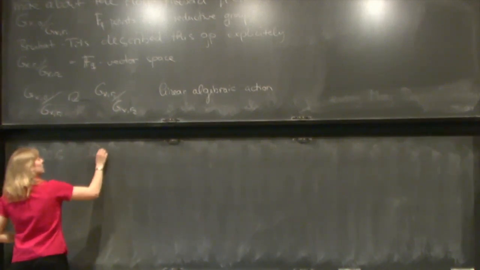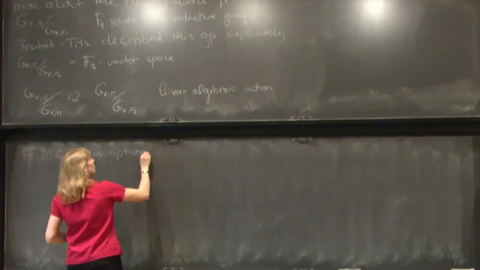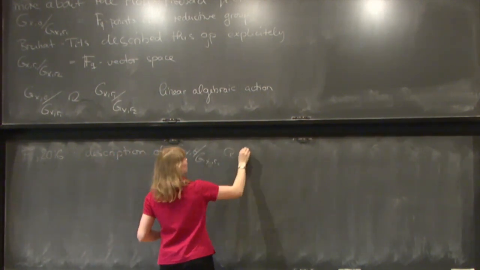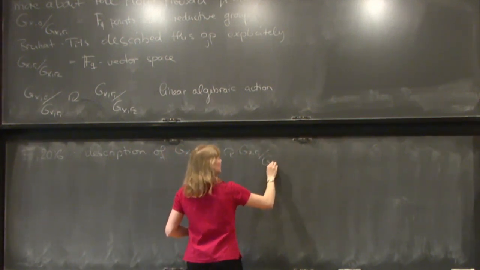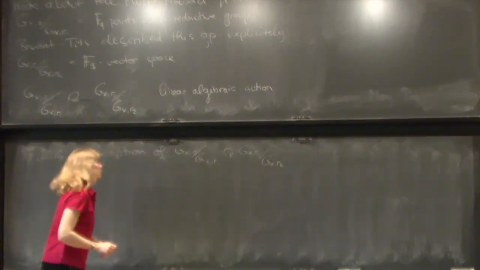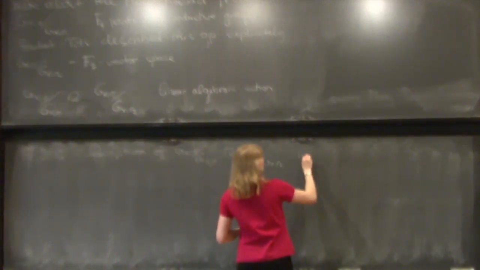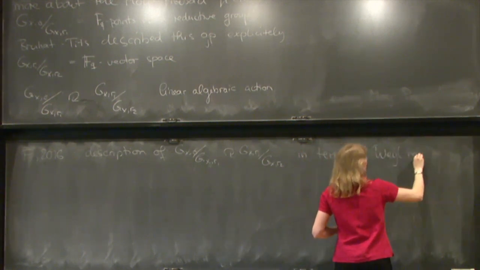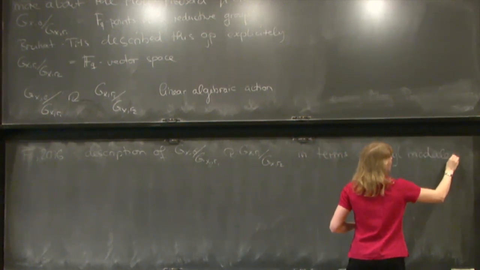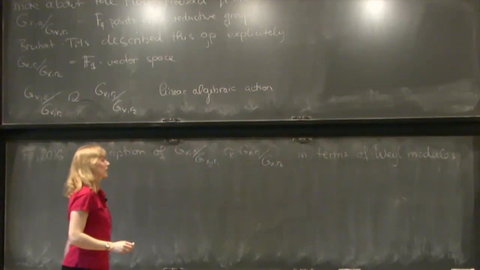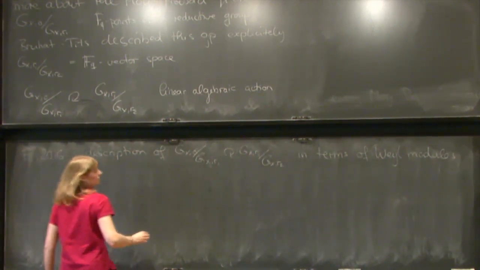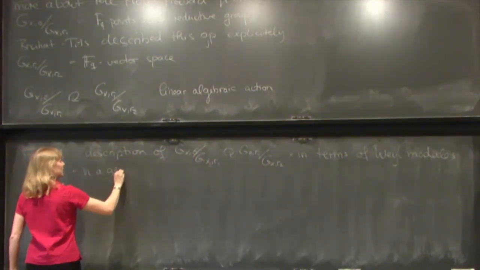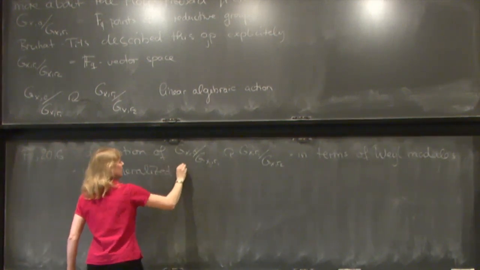I gave a description of these representations, G_x,0 mod G_x,r1 acting on G_x,r1 mod G_x,r2 in various ways. So for example, I described it in terms of Weyl modules and the adjoint representation. So that's a way to describe it very explicitly. I also described it in a generalized Vinberg-Levy setting.